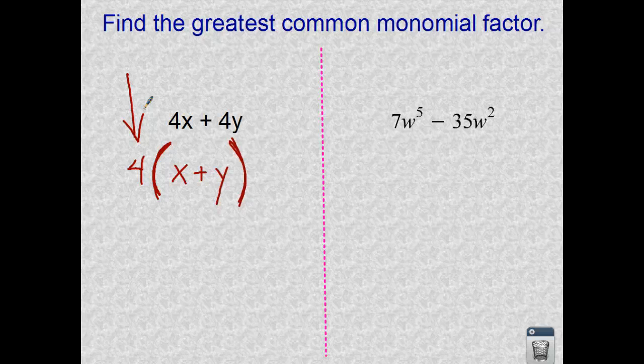Okay, next one. Looking at the coefficient first, we have a 7 and a 35. Greatest common factor of 7 and 35 would be 7. So let's take that out.